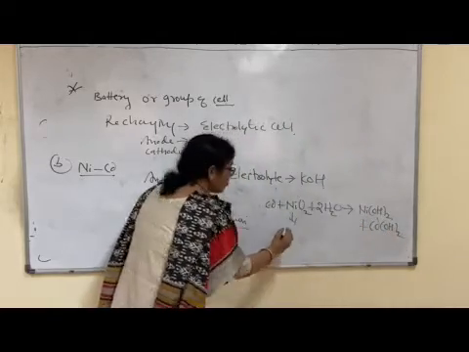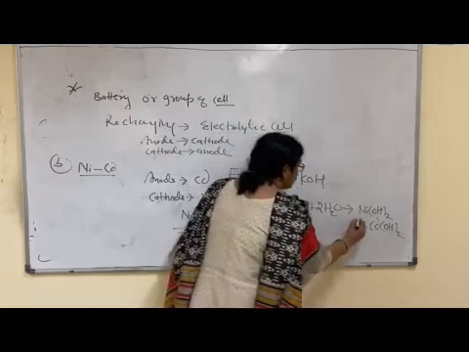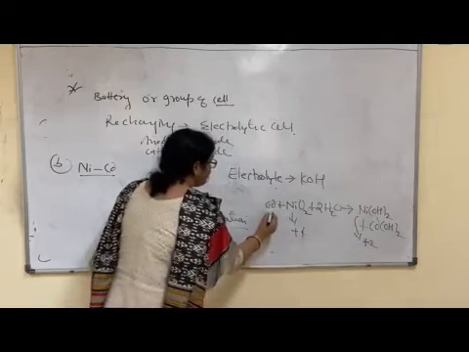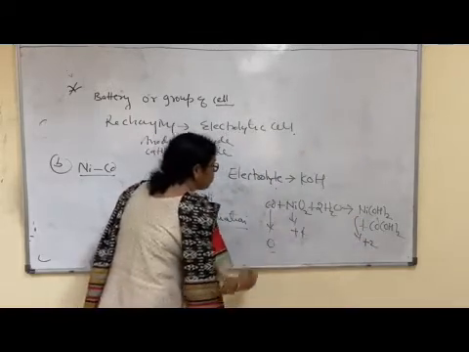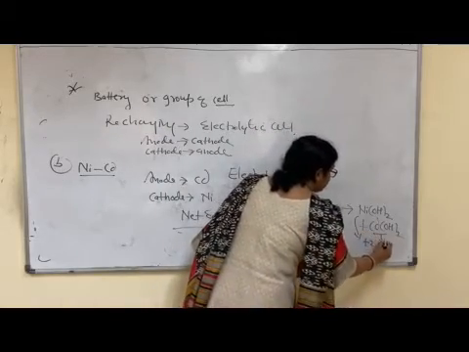The oxidation state of nickel is +4. Nickel is reduced from +4 to +2. The oxidation state of cadmium is 0. Cadmium is oxidized from 0 to +2.